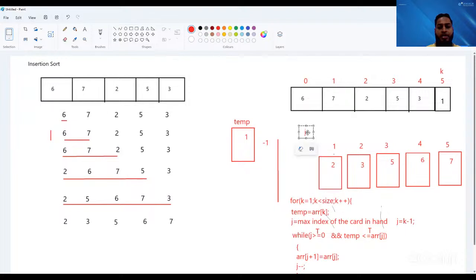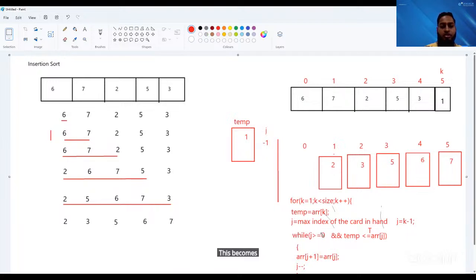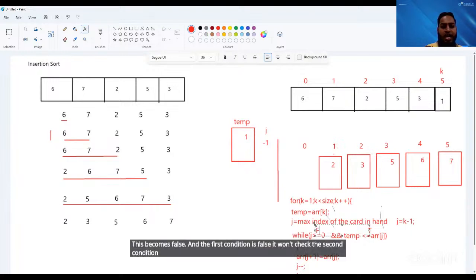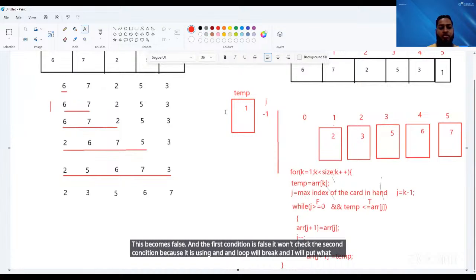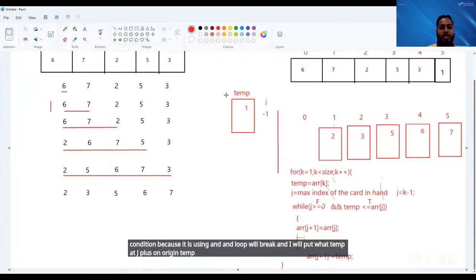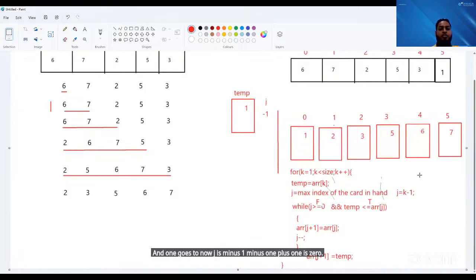And J minus minus, J crosses the border now. Now no more cards to check. Is J greater than or equal to 0? This becomes false. And when the first condition is false, it won't check the second condition because it is using AND. And the loop will break. And I will put what? Temp at J plus 1. What is in temp? Temp has 1. And 1 goes to now, J is minus 1. Minus 1 plus 1 is 0. And now your cards are sorted. 1, 2, 3, 5, 6, 7.